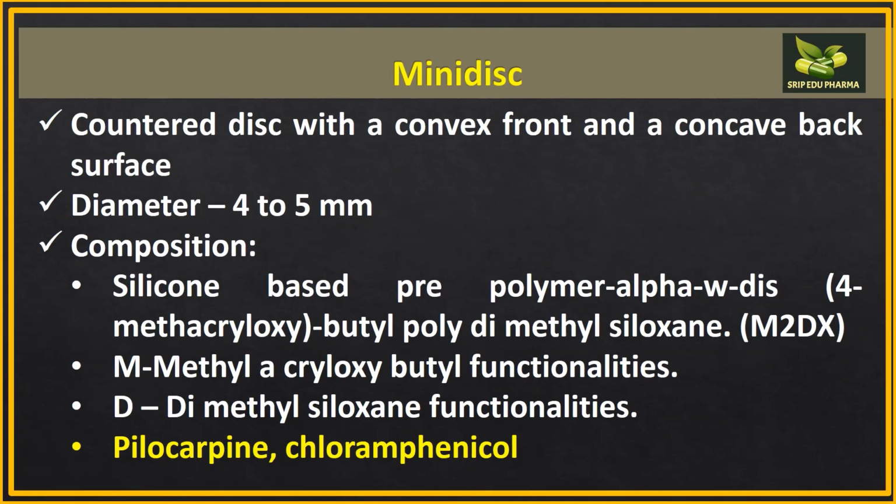Next is minidisc, which is a contoured disc with a convex front and concave back surface. The diameter is 4 to 5 mm and the composition is silicon based pre-polymer alpha omega bis 4-methacryloxybutyl polydimethyl siloxane, and it also has methacryloxybutyl functionalities, or dimethyl siloxane functionalities. The drugs for which it is made are pilocarpine and chloramphenicol.